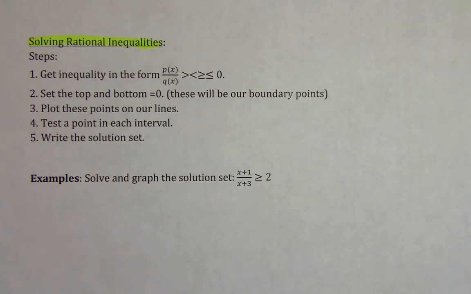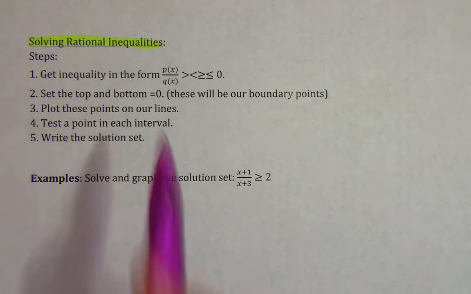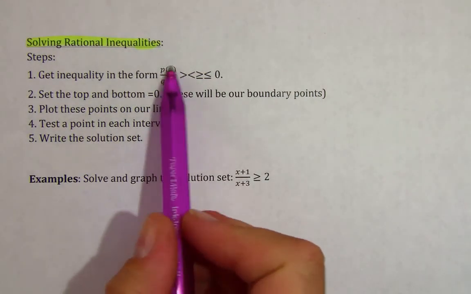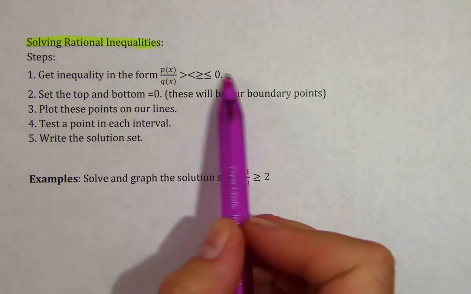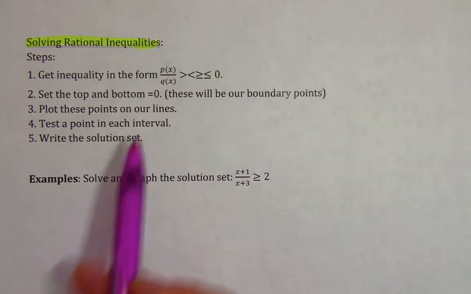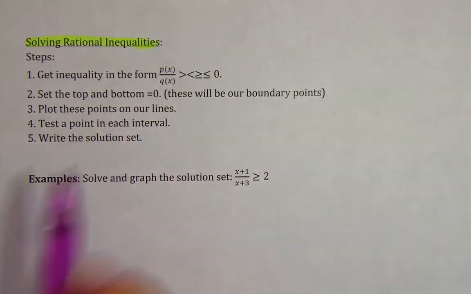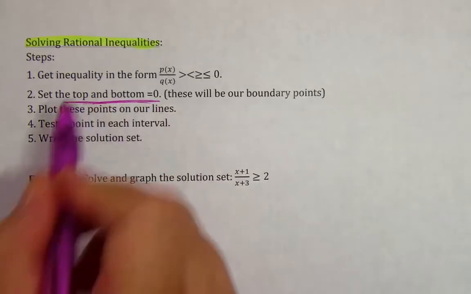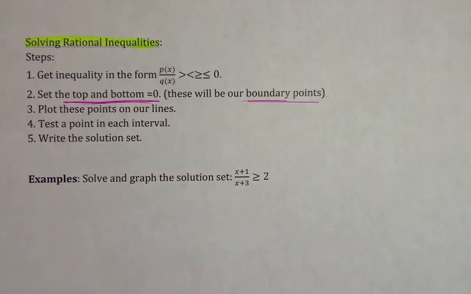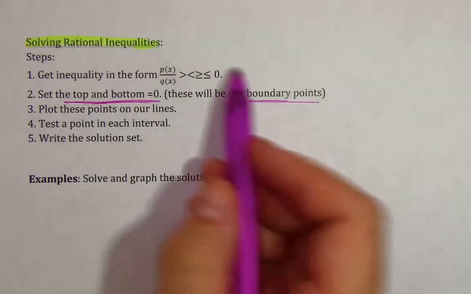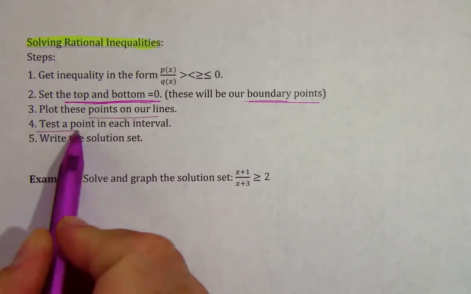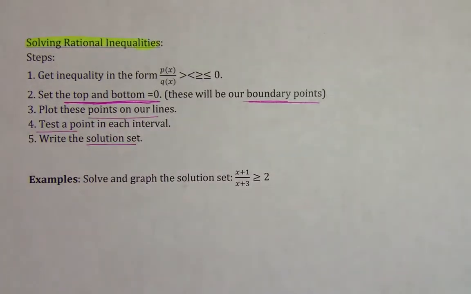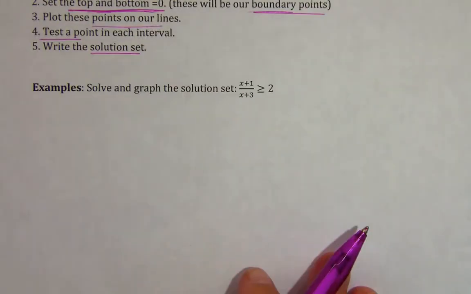Well, rational inequalities are similar, but they're rational functions, so we've got to be a little bit more careful with what we do here because we don't want to divide by 0. So first thing we want is our rational function by itself and then 0 on the other side. We're going to set the top and bottom equal to 0, and those are our boundary points. Then we're going to put these on a number line, choose a test point, and then look at our solution set. So let's go ahead and look at our first example.